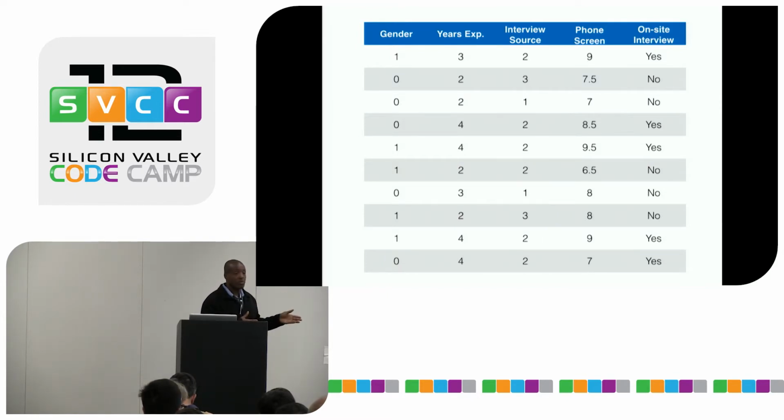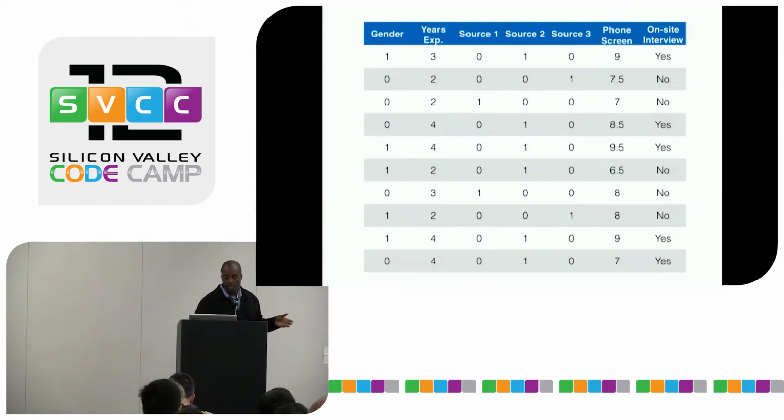So you can't use those. Those aren't ordinal, okay? So we do one-hot encoding. And with one-hot encoding, it creates new features for each one of those, and only one of them is hot. There's a 1 only in one of them. So if you came from source 2, you can't come from source 1 or 3. Okay, so that's one-hot encoding. We're just trying to prepare the data for some of these algorithms. Phone screen is fine. Then we want to convert our on-site, that's our target variable, to binary.